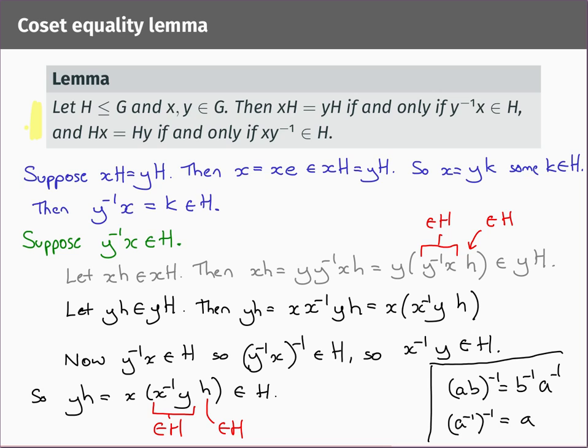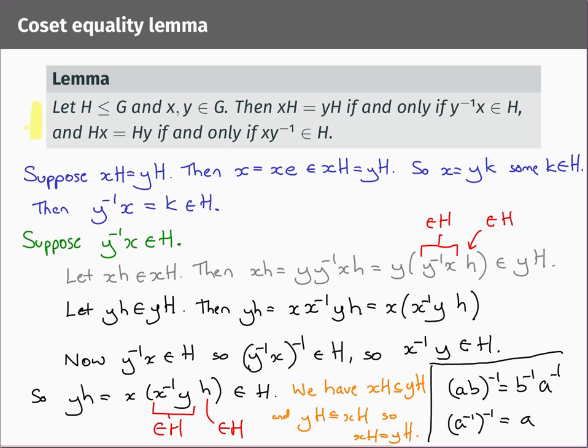So what have we done? We've shown that xh is contained in yh, and we've shown that yh is contained in xh, so xh equals yh. Okay, we've done the other direction of our proof now, so we're done. And we now know precisely when two left cosets of a given subgroup are equal. They're equal if and only if the condition in the lemma holds.